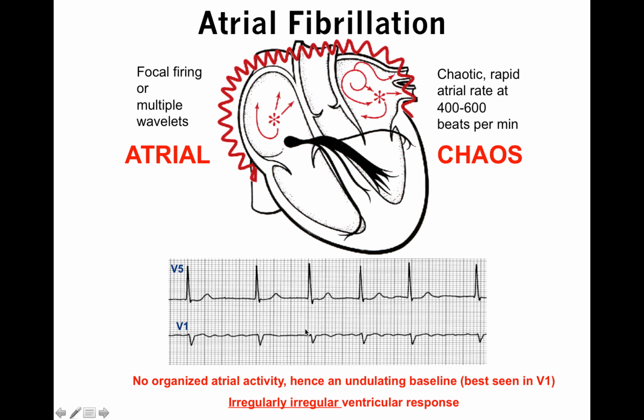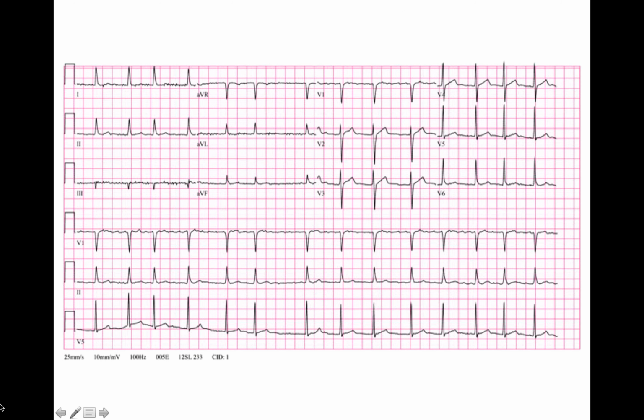clear P waves. There's just a wandering baseline, but there's no clear P waves. And here's a 12-lead example of atrial fibrillation. As you can see by looking at the ECG, the rhythm is irregular, and you can't really identify any P waves. There's no sinus P waves here. It's just a wavy baseline.